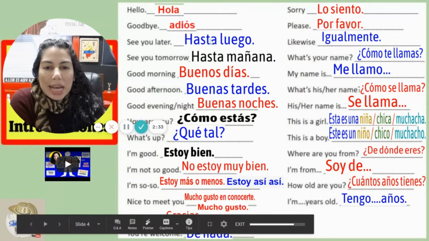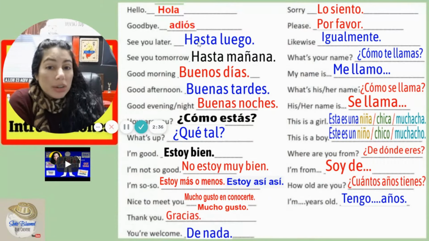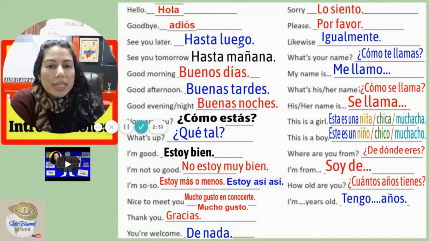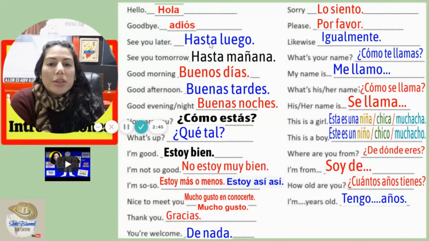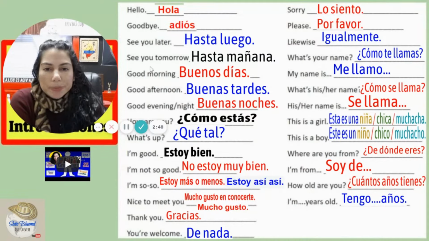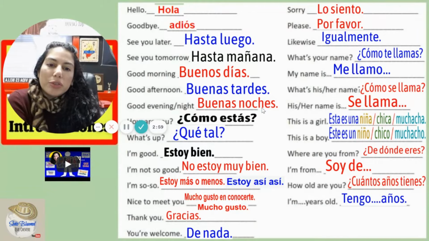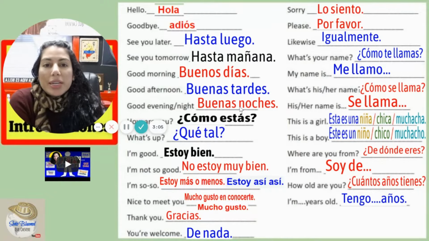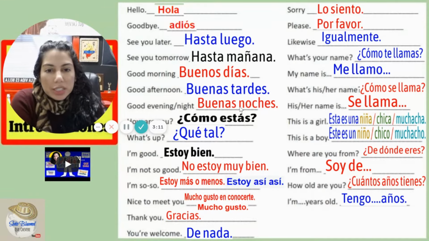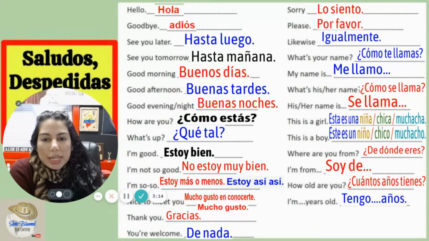So notice that hasta in Spanish means until or till, so till tomorrow, till later. But in English it translates more into like see you tomorrow, see you later. But hasta means until. Hasta mañana, so buenos días. Notice the accent mark on días. Buenas tardes, buenas noches. Spanish doesn't have two ways to say like good evening or good night. It's just buenas noches. Whenever it gets dark, you would say buenas noches. And if somebody's going to sleep and it's late night, you still say buenas noches. That's just the way we say it.